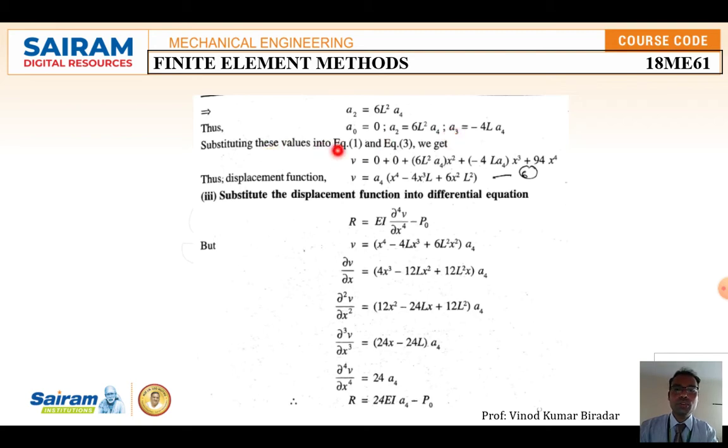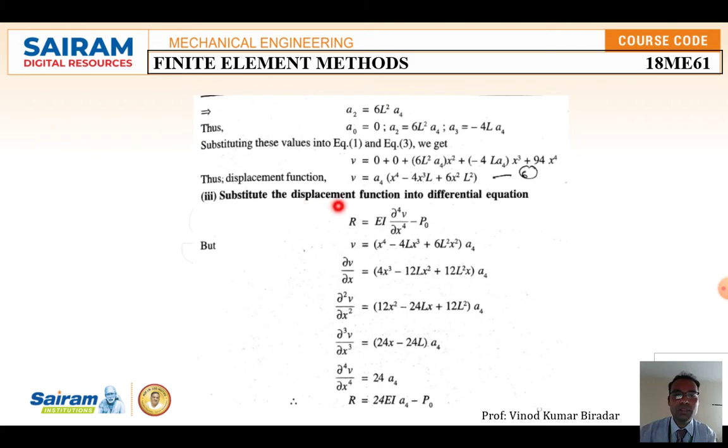Okay, substitute these values in the equation, any one of them, in the polynomial displacement function, and you are going to get it in terms of a4. That is, displacement v is equal to a4 times (x to the power of 4 minus 4 x cube L plus 6 x square L square). Okay, give it equation number 6. So this is the displacement function. Okay, what is the third step?